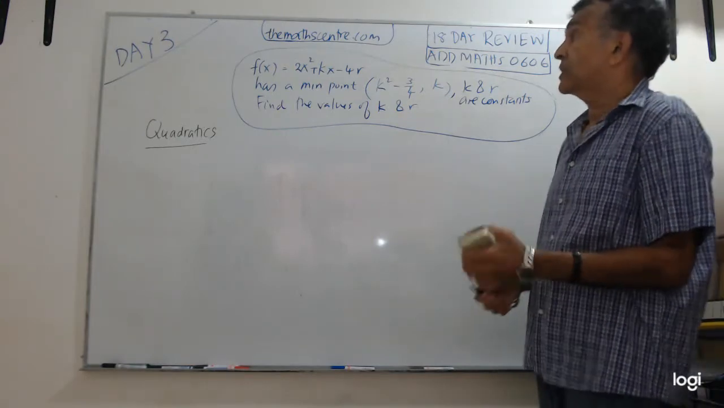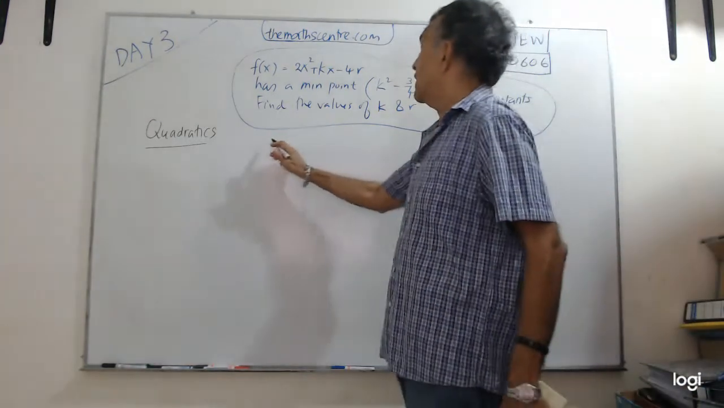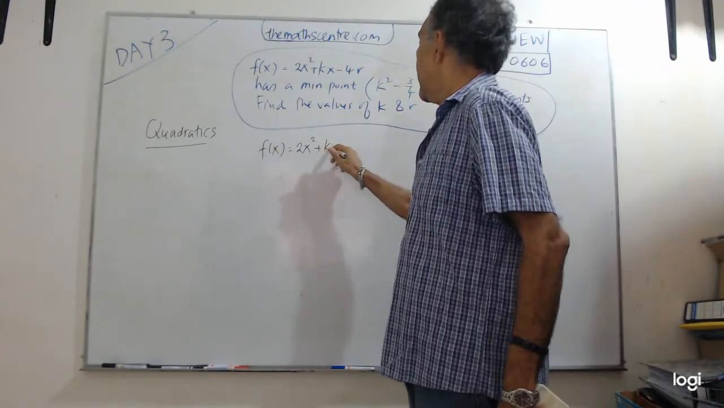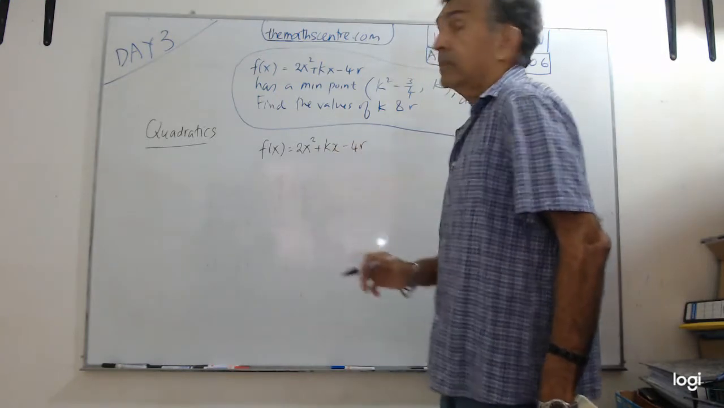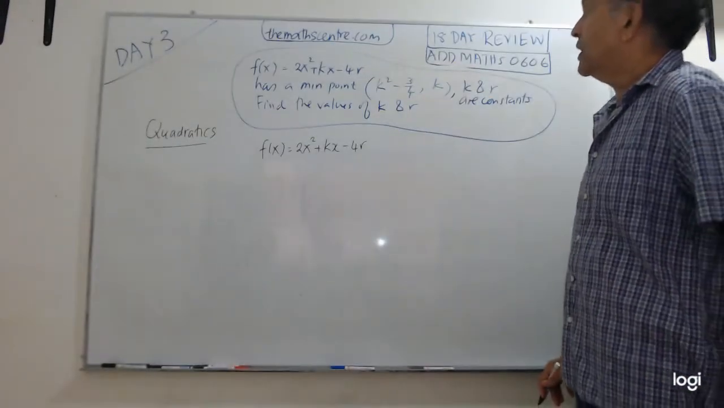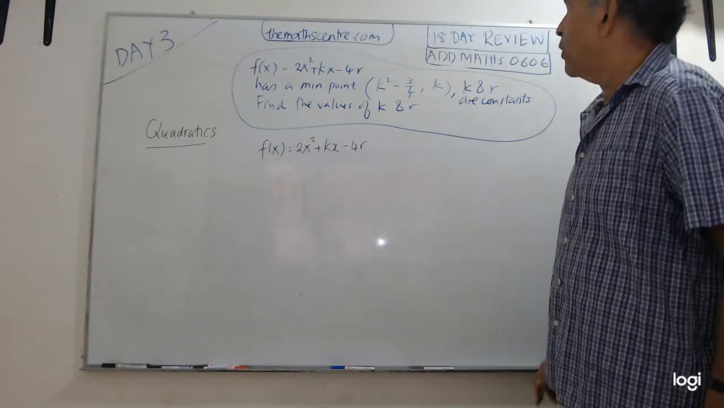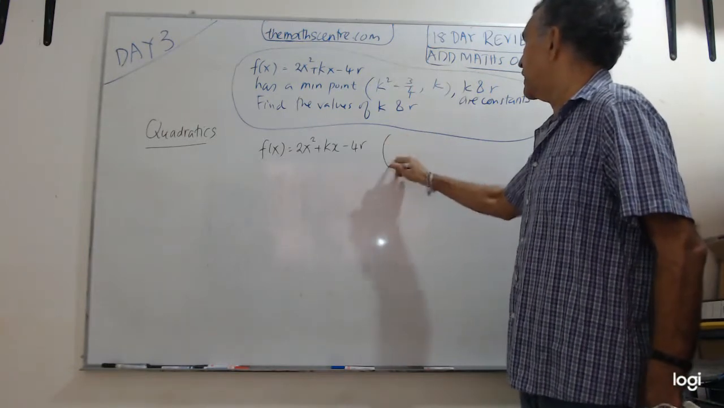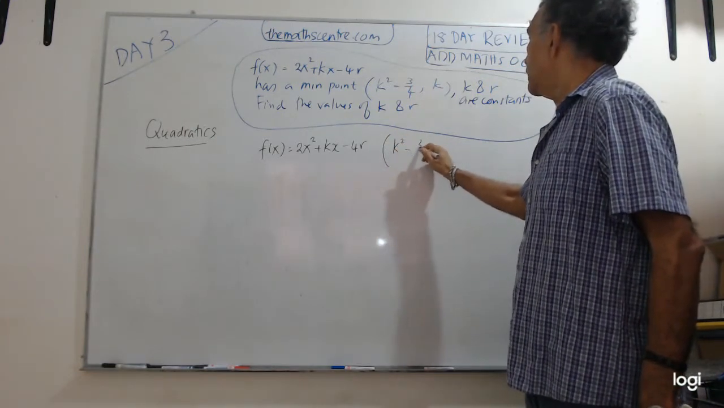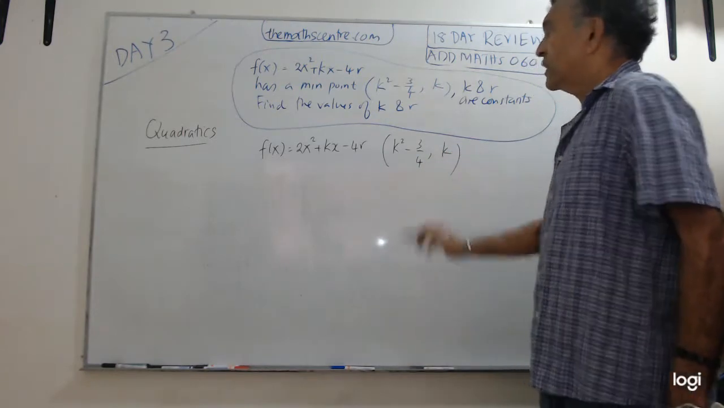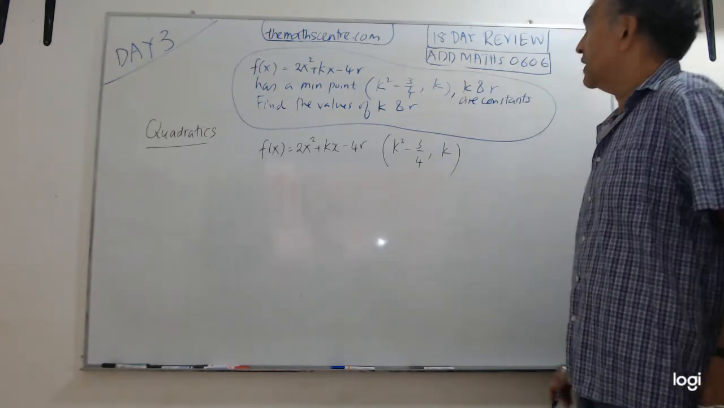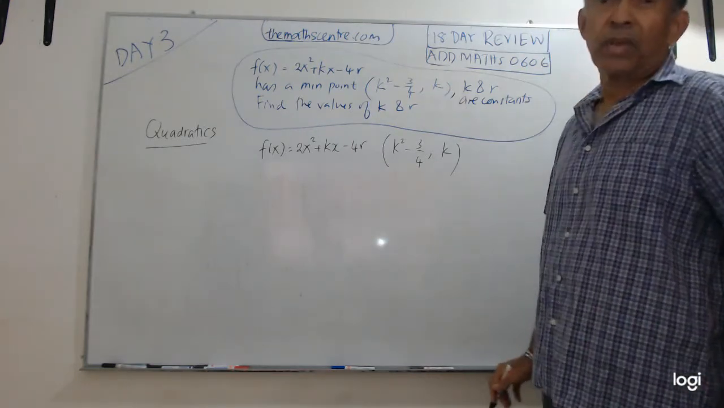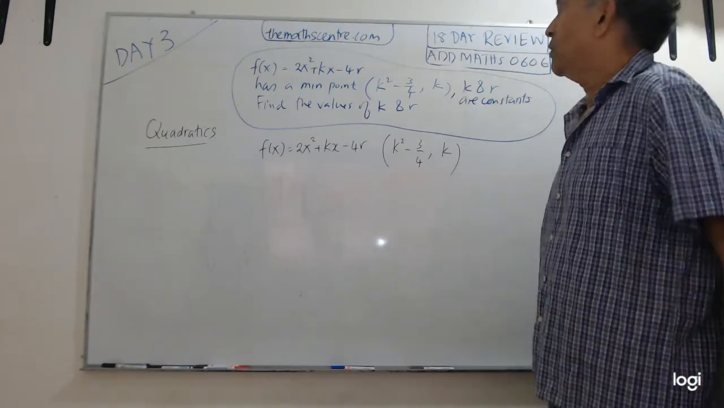Okay, so let's start. We have f of x is given. Let me write it here: 2x squared plus kx minus 4r. They tell you that this function has a minimum point at, you can see the question here, k squared minus 3 over 4 and k. They tell you that the minimum point is given, and k and r are constants, and you have to find the values of k and r.